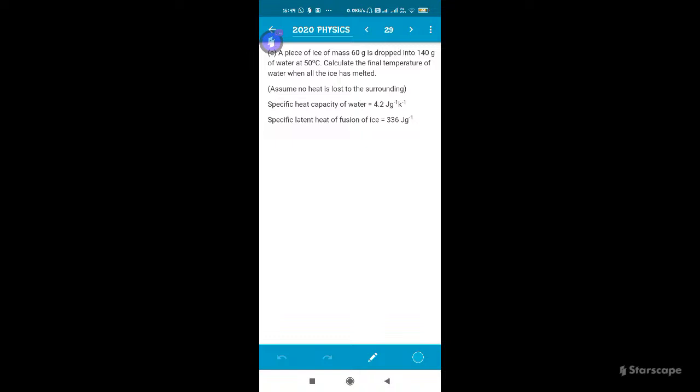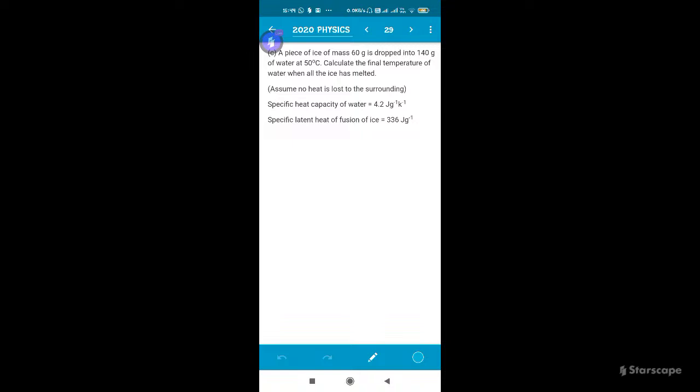Whenever such questions are there, when you are mixing ice with water or you are mixing two liquids, you have to remember one thing, that the amount of heat which is lost is equal to the amount of heat gained. This is the principle of calorimetry, as you all know. Also, one more thing, that heat is always lost by the body which is at a higher temperature, and heat is gained by the object which is at a lower temperature.